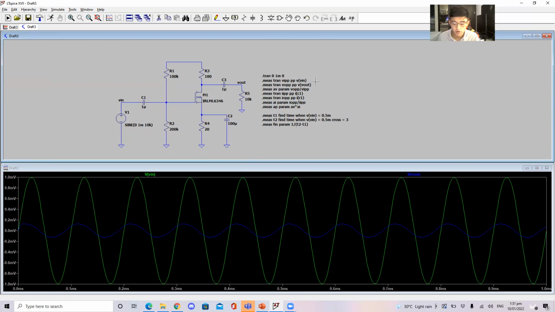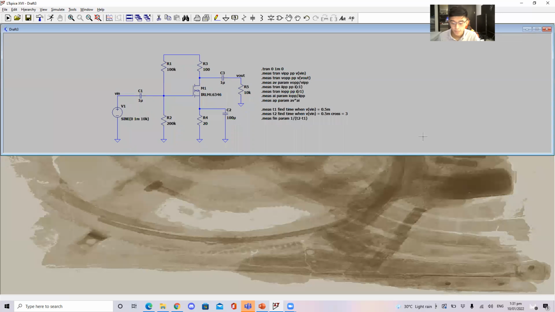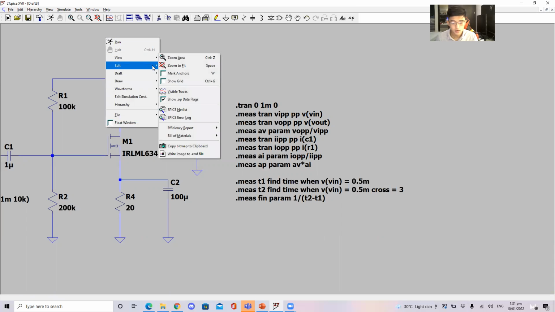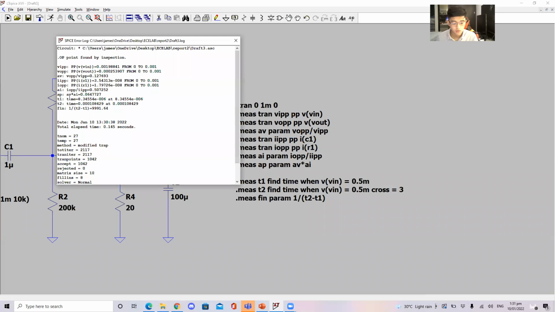And now that we both got the current and the voltage gain, we can now determine the power of this circuit. To do that, you just write .measure AP, which means average power, parameter AV multiplied by AI, which means voltage gain multiplied by the current gain. When you do that, you end up with the answer of 64.77 milli.